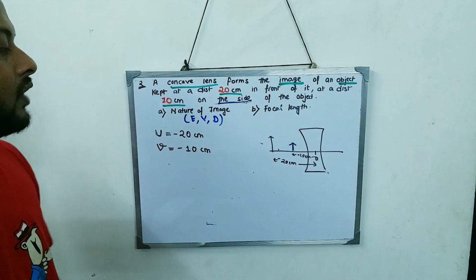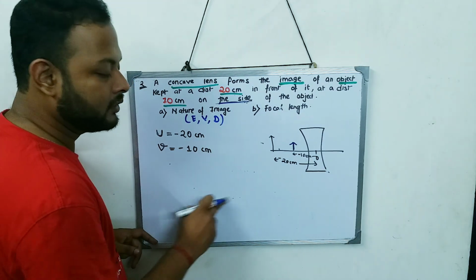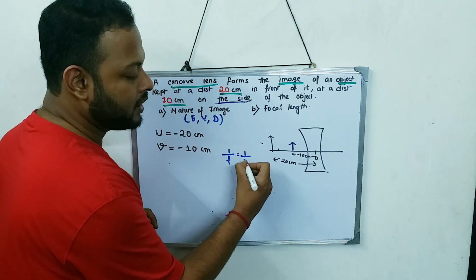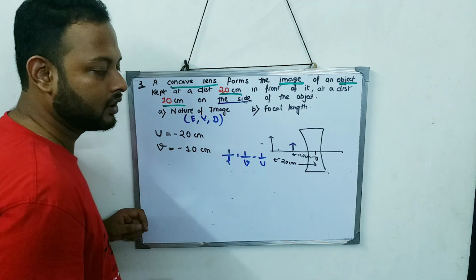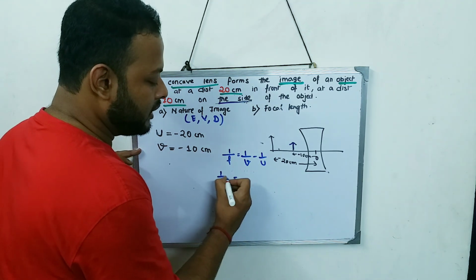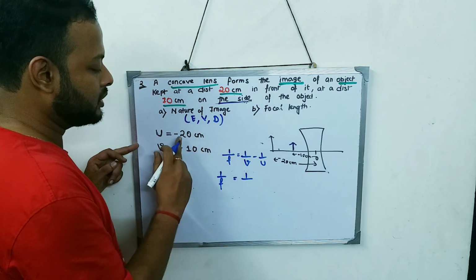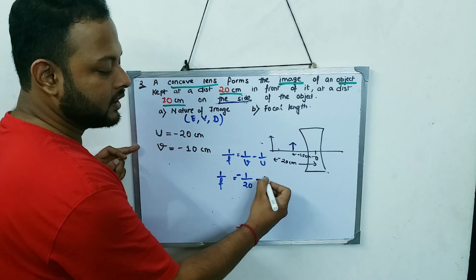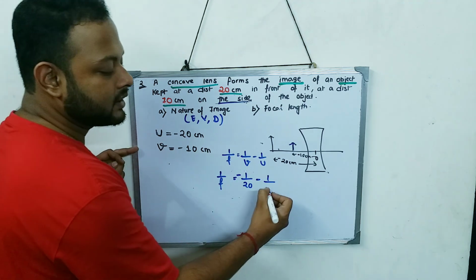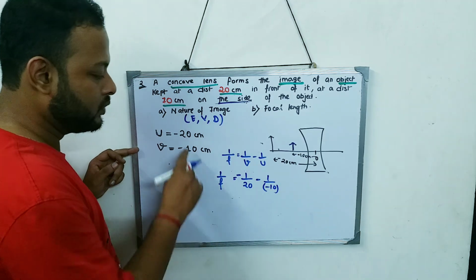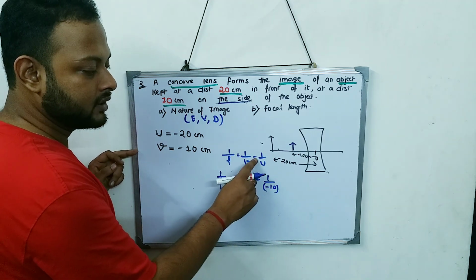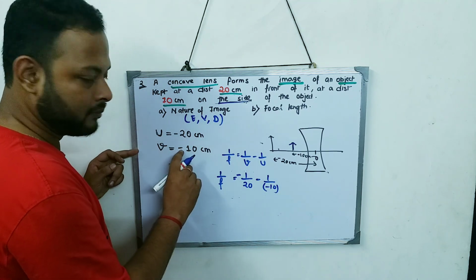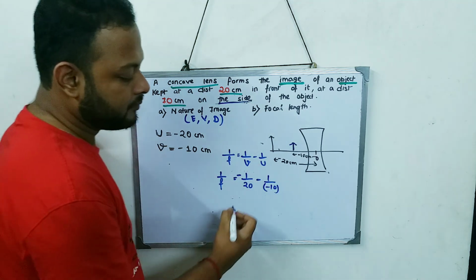Now I have to get the value of focal length. To get it, I will use the same formula, 1 by f is equal to 1 by v minus 1 by u. See, 1 by f, 1 by v. V is equal to how much? Minus 20. Then minus, this minus is there, 1 by u. U is minus 10. Don't use this minus twice: this minus is already there, and the minus of u is for this minus. Now you solve it.